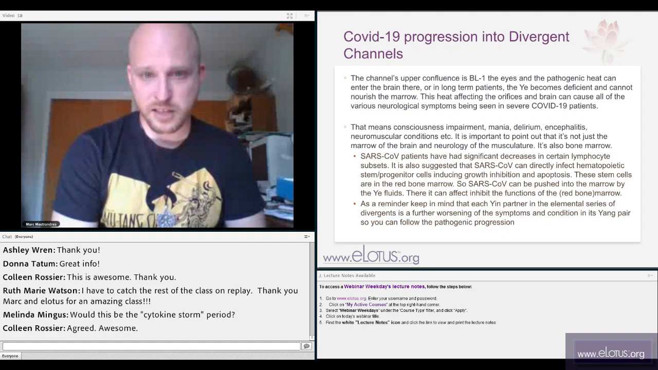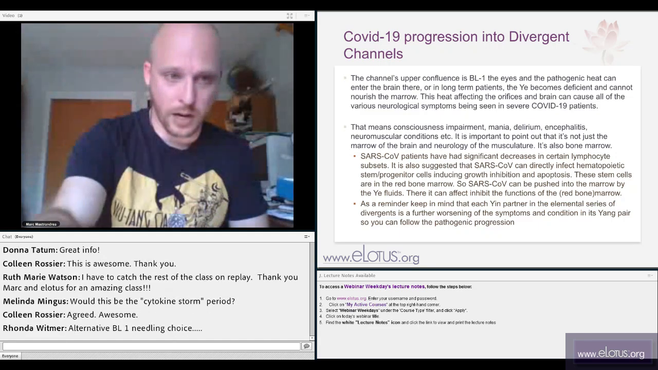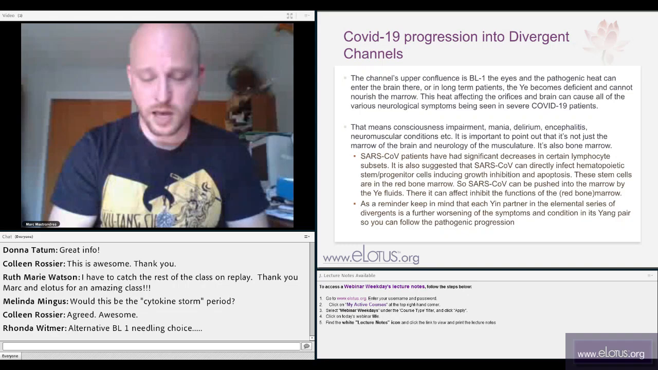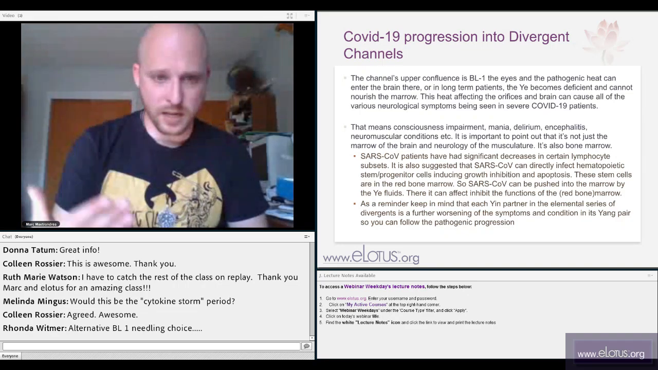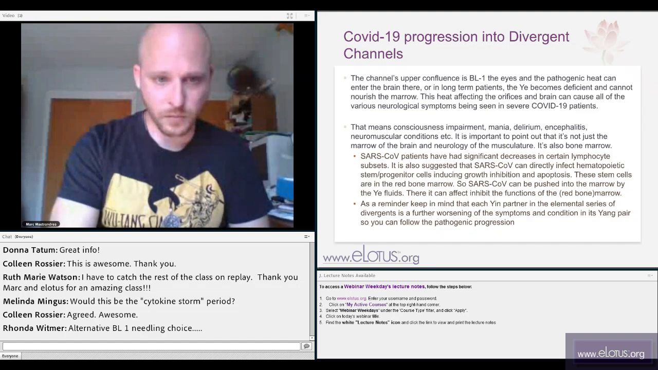SARS-CoV patients have had significant decreases. Oh, this is what I had said before. They have significant decreases in the ability to create immunity. And you can read that here. I won't get into that.